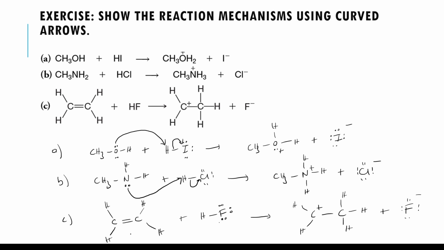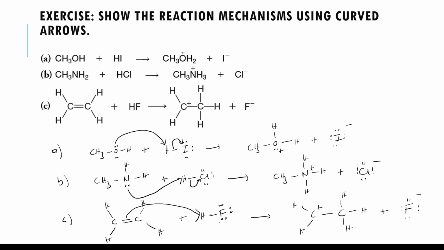Okay, now the bond between hydrogen and carbon is formed using the pi bond electrons. So then we have to use a curved arrow starting from the pi bond and ending on hydrogen. This means that we are breaking the pi bond and we are forming a sigma bond between carbon and hydrogen.